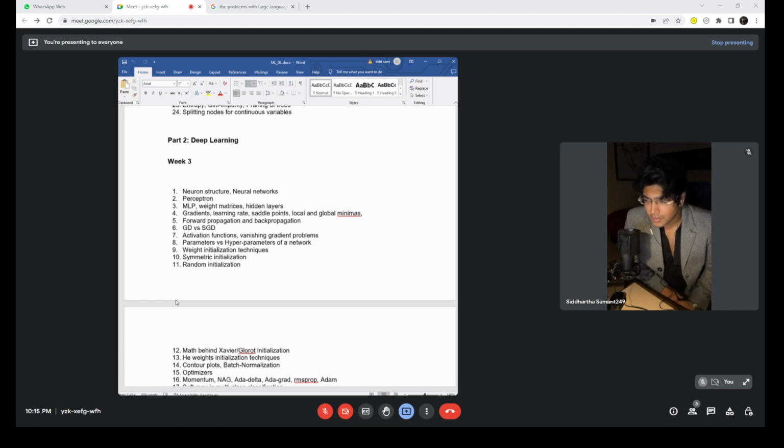Then we have gradient descent and stochastic gradient descent, and then we have the concept of activation functions, vanishing gradient problems. So again, as I said, you have an algorithm, there will be ideal scenarios, and there will be scenarios where the algorithm goofs up. So a sort of goofing up is the vanishing gradient problem. So you'll need to study that. Then we have parameters versus hyperparameters of a network.